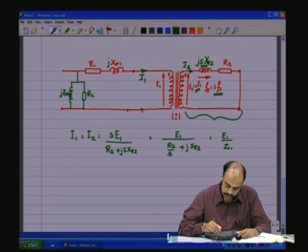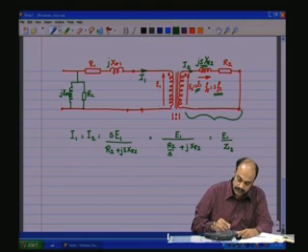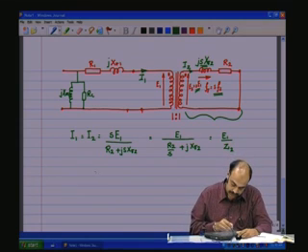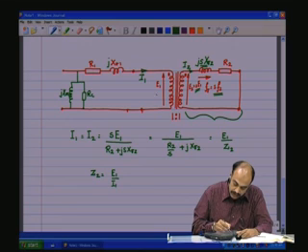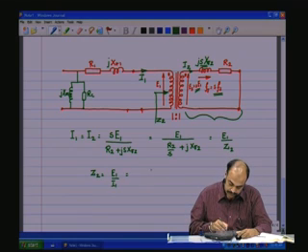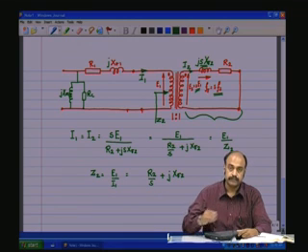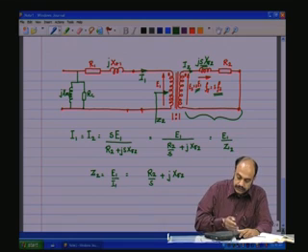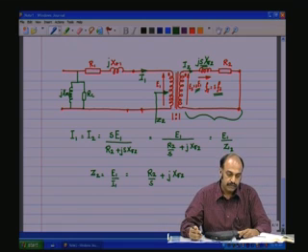Now this is the Z2 as seen from this side, because Z2 is E1 by I1. So E1 by I1 is here. Therefore, as seen from here, Z2 is this, which is equal to R2 by S plus jX sigma 2. So let us shift everything onto this side, so that we can eliminate the transformer portion.